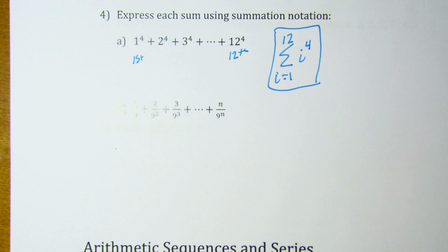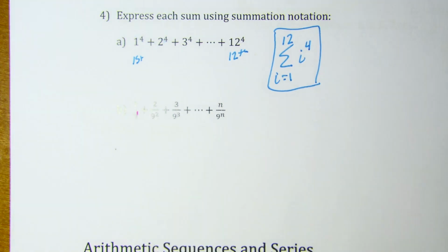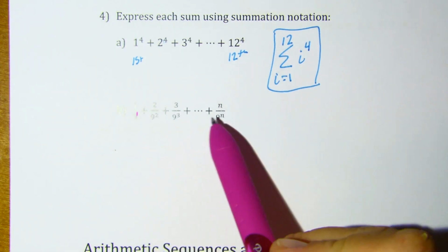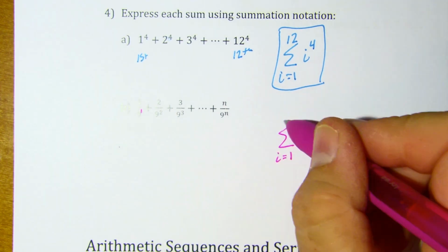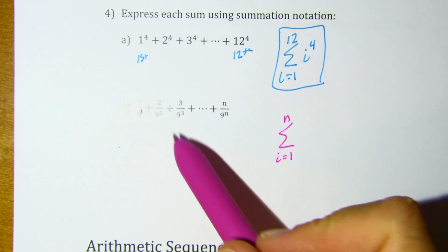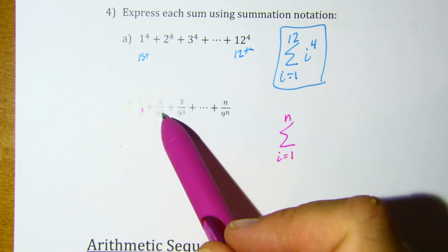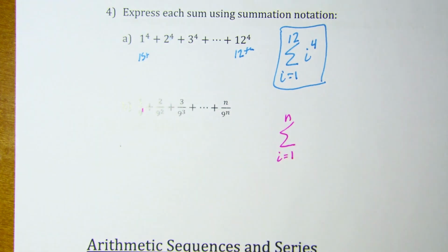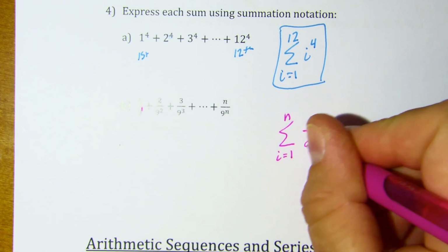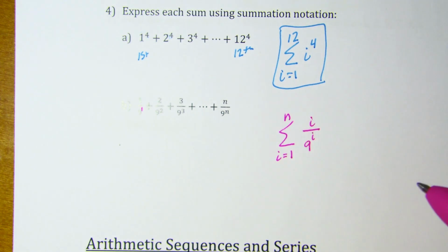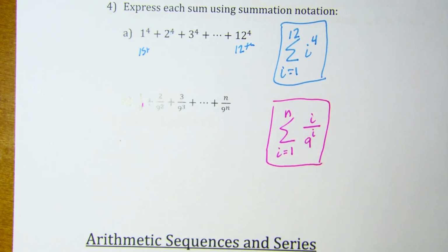The next one, the pattern's a little bit harder to see, but you can still see it here. It doesn't show it, but 9 to the 1st power here, then 9 to the 2nd, 9 to the 3rd, all the way to the nth power. So we have the first term to the nth term. And it's not just the exponent we see changing, the top number is changing too. 1 first power, 2 second power, 3 third power, n nth power. So we have a couple of things for our formula here. We're going to have i on top and 9 to the ith power. Okay, so that would be writing our summation notation here.